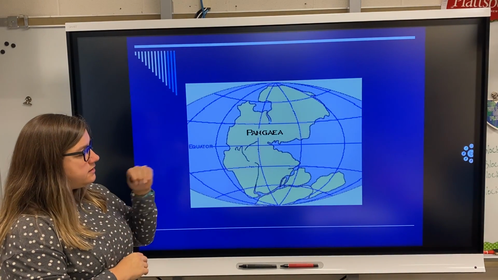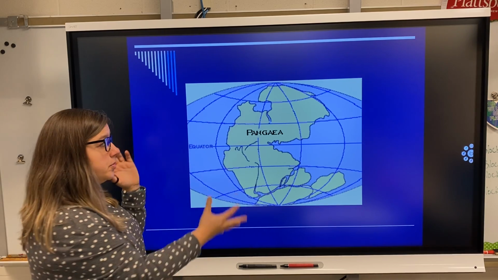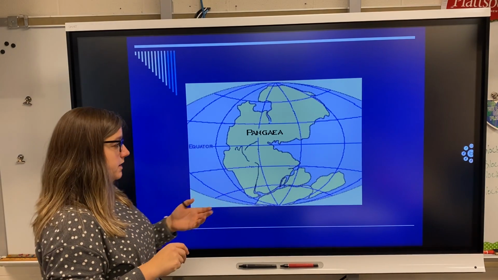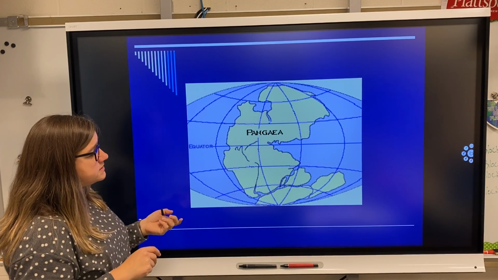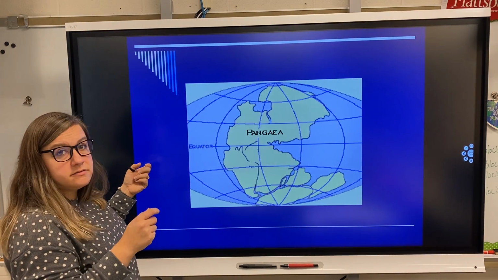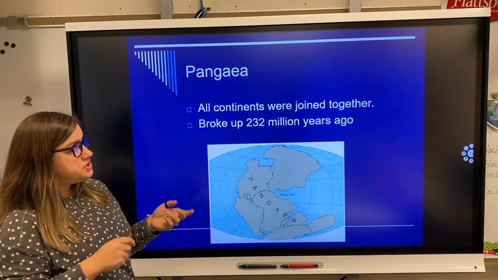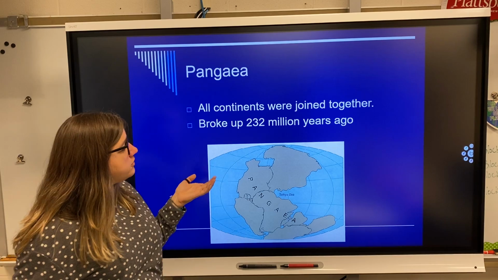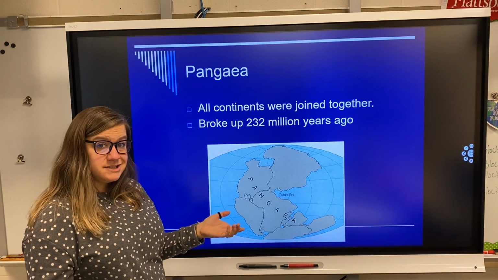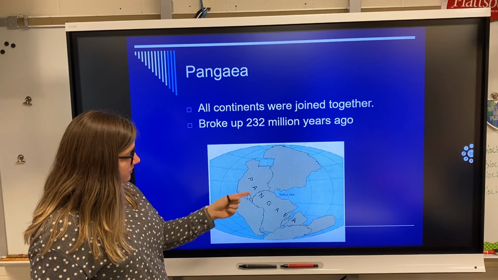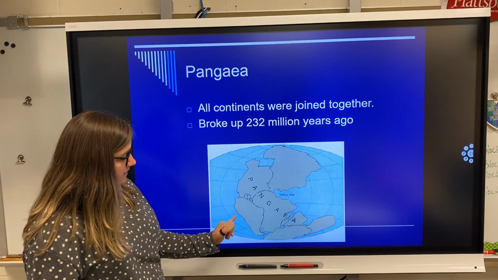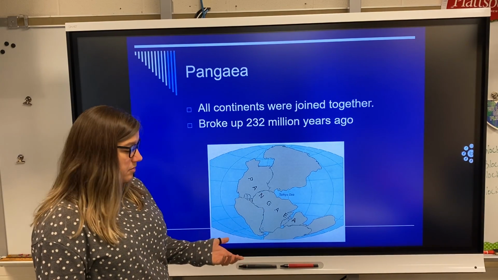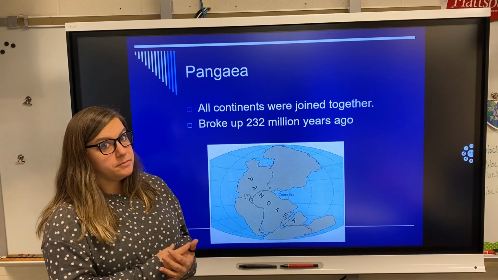He also thought that there was Pangaea at one point. Pangaea is a supercontinent, and it is not the only supercontinent that has ever existed, in terms of Earth being round. Pangaea was a supercontinent a long time ago that Alfred Wegener believed had happened. Pangaea was when all the continents had joined together, and it broke up about 232 million years ago. You can actually see how the continents fit together like puzzle pieces. South America fits nicely to where Africa is, and if you look at a map, you can see that those two pieces look almost like puzzle pieces.